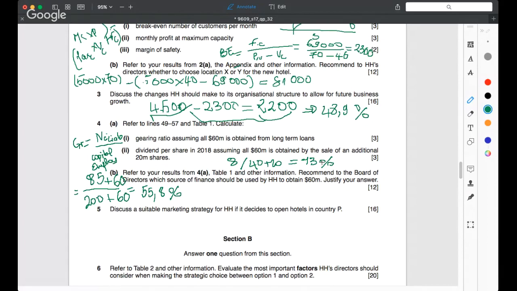Let's read in here. Source of finance, factors of decision. If you take a loan, what would happen? Your gearing ratio would increase, and you might not be able to repay, and then the interest would add up. So you can have a loan, but that's not really interesting.